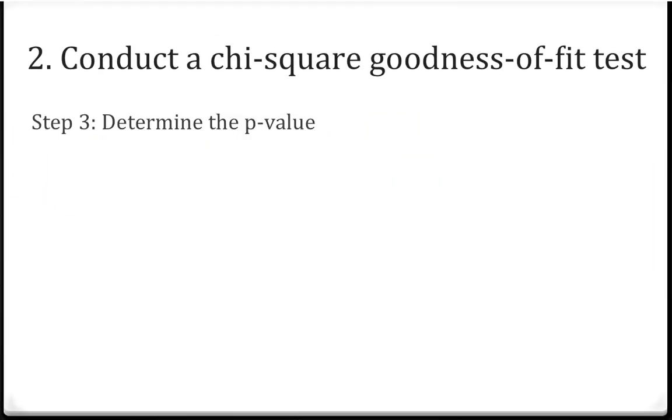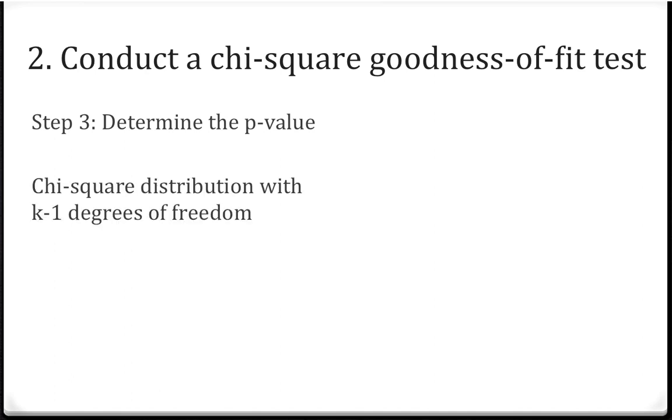Step 3, determine the p-value. This is when you'll need to go to Minitab Express to construct a chi-square distribution. That will have k minus 1 degrees of freedom, where k is the number of categories. So, for example, with the Runts example that we saw earlier, there were 5 different flavors, so there would be 5 minus 1, or 4 degrees of freedom for that chi-square test.